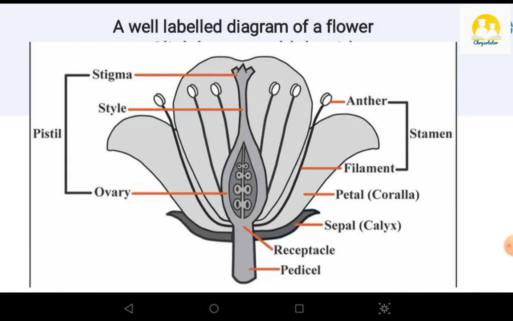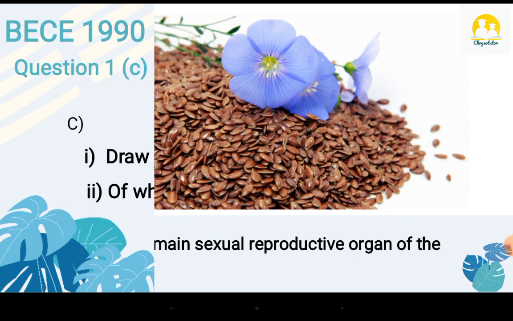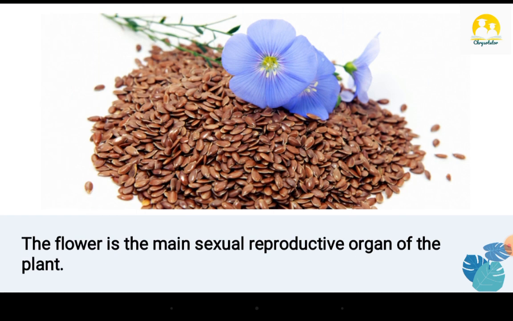Now let's go to the second part of question 1C. It is demanding of us the importance of a flower to the plant. Importance of the flower to the plant. We always see plants with a lot of flowers. What are these? What are the importance of the flowers to this plant? For sexually reproductive plants or sexual plants, okay, we have asexual and sexual reproduction in plants. For the sexual ones, the flower is the main sexual reproductive organ. The flower is the main sexual reproductive organ.